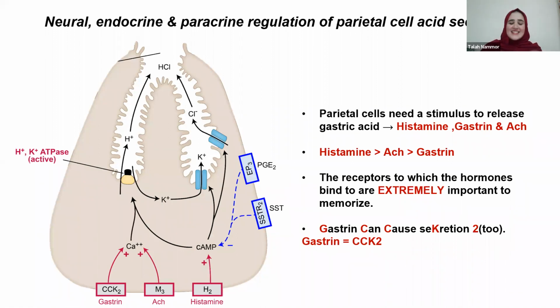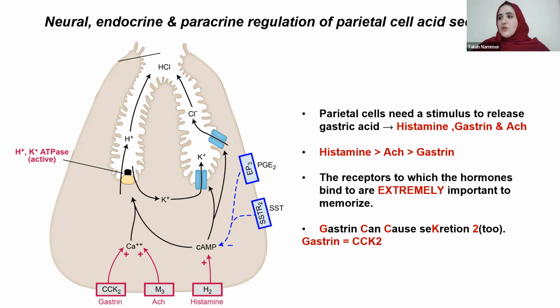Anyways, histamine, I'll discuss the histamine pathway and then we'll move on to the rest. So, histamine will come. It will come from where? Guys, you have to tell me what cell secretes histamine. Quickly. ECL? Exactly. So ECL releases histamine. Histamine will bind to H2.